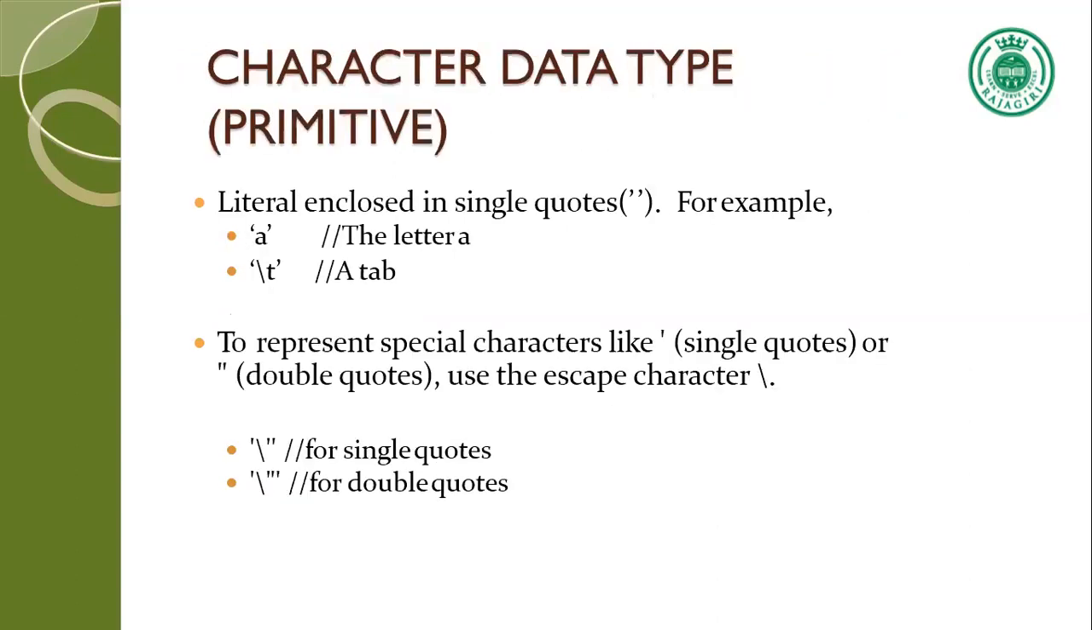We even have character data types. It also falls under the primitive category, where we could have literals in single quotes. For example, the letter A. If I want to give a tab space of 4 spaces, I can give a \t, which would denote a tab. If I want to denote special characters like a single quote, I can use it using the escape character, which is shown below for single quotes and for double quotes.